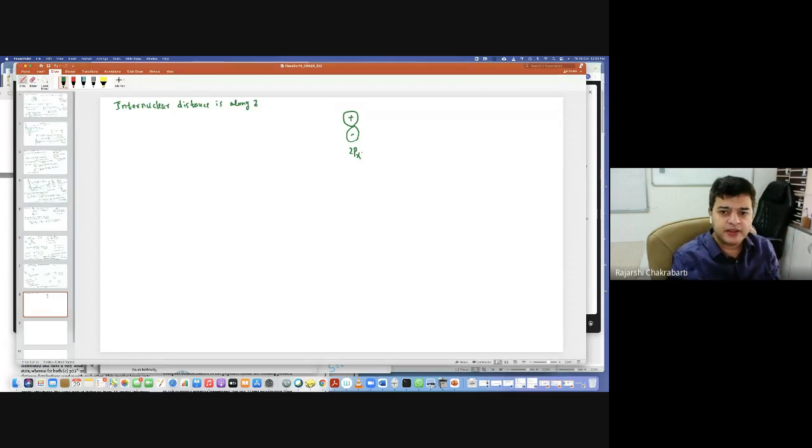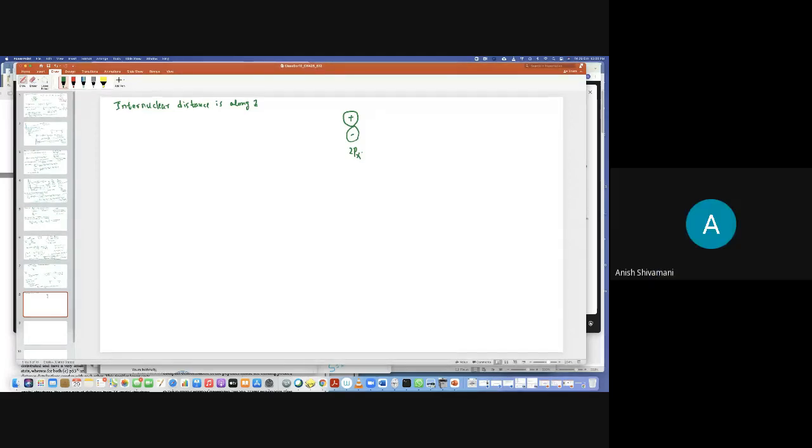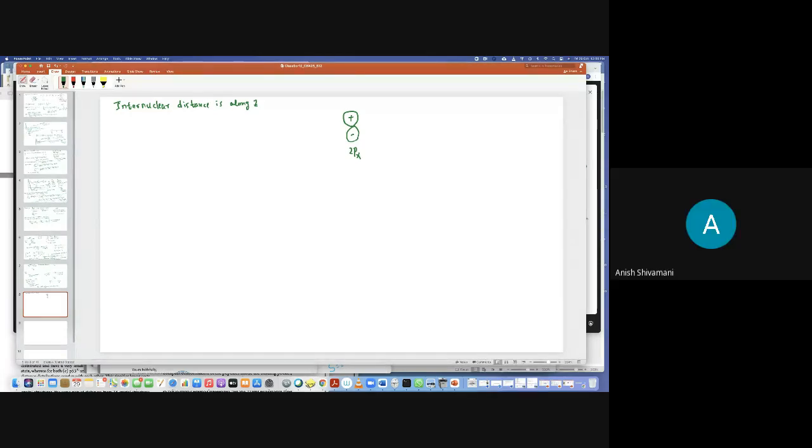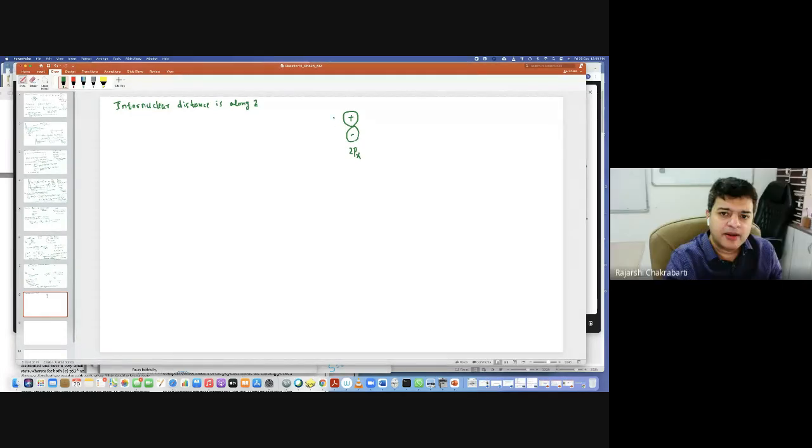Now tell me, how does a 2s look like and why will it not mix with 2px? Anish, any suggestion? The overlap integral will come out to be 0. Yes. So how do you calculate the overlap integral? Now 2s, you remember? How does 2s look like, Anish? Spherically symmetric. Yeah, but one more thing is there, no?